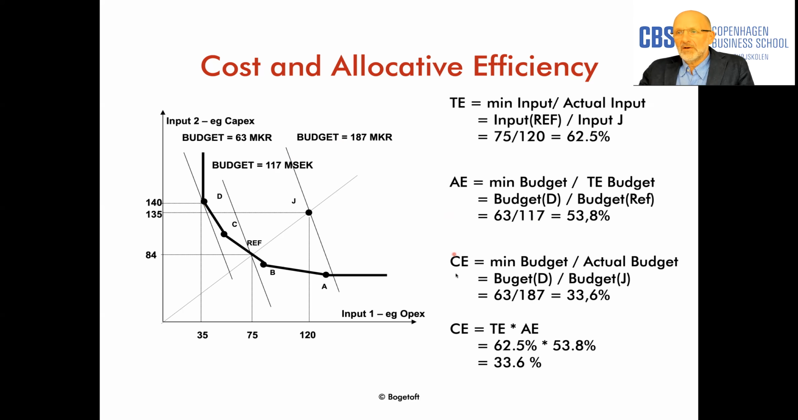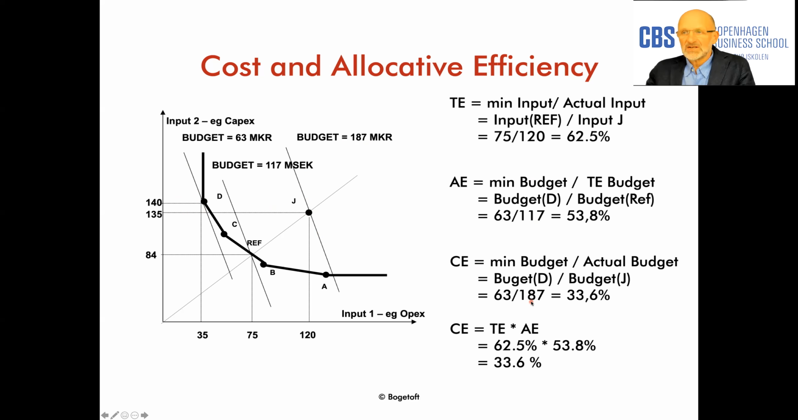So we already talked about this. We also talked about cost efficiency, which is the minimal budget. That is the budget for this point here, compared to the actual budget, which was this point here, and the budget here was 187. So it's 63 divided by 187, as written down here.